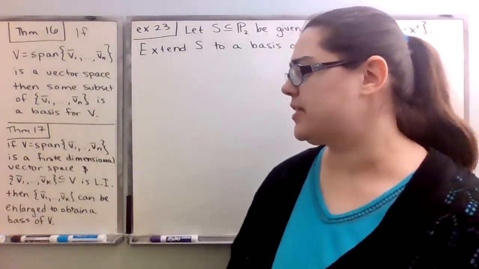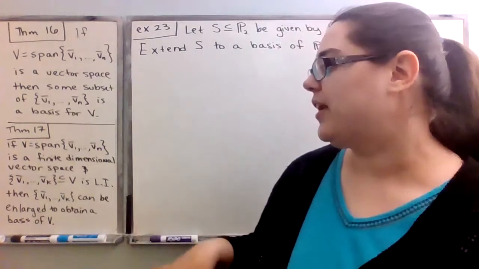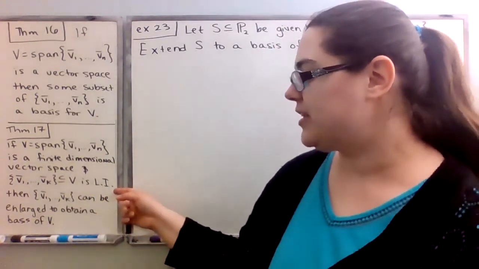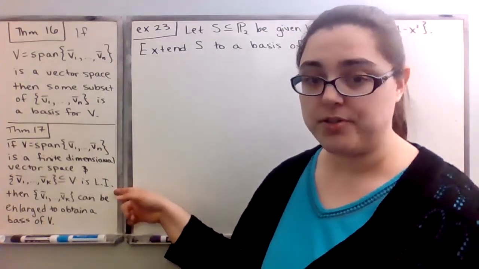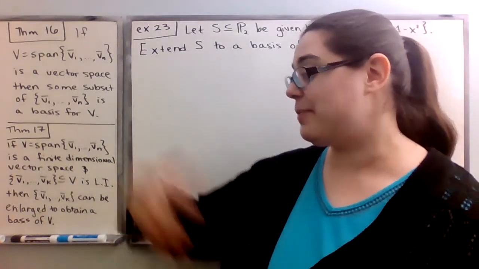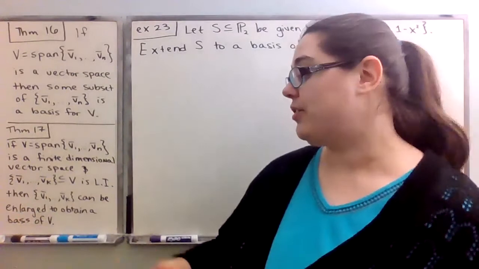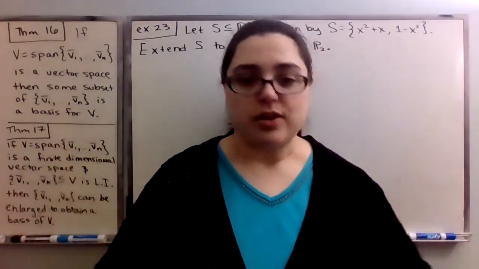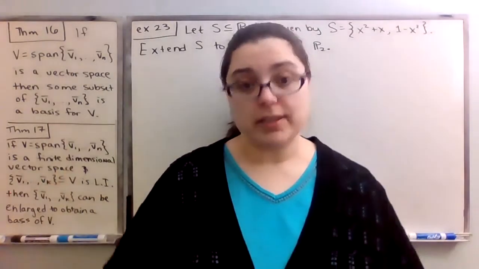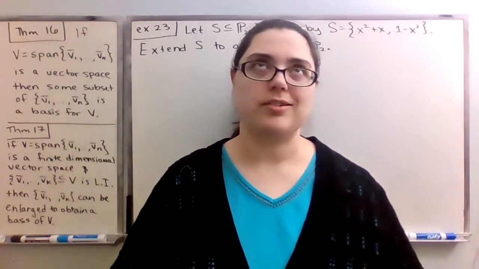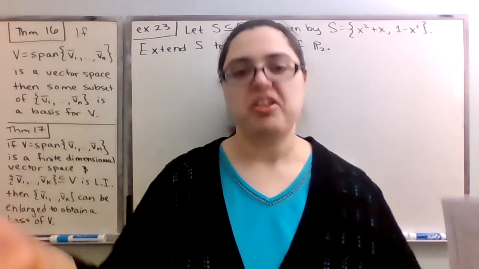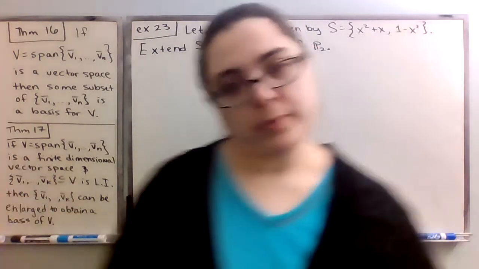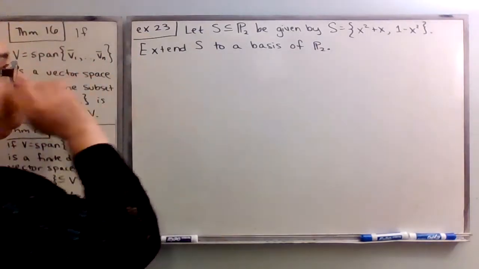And theorem 17 states that if you have a finite dimensional vector space and you have a linearly independent set of vectors, then you can expand that collection so that you can find a basis. So what that means is you don't have to start from square one. If you have some linearly independent vectors that don't span the whole space, you can find some and toss them in, and then that'll be good. So that's what we're going to do for example 23.